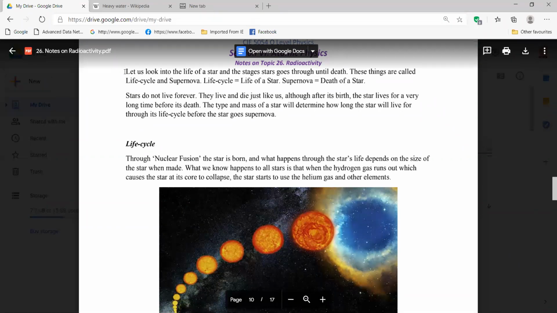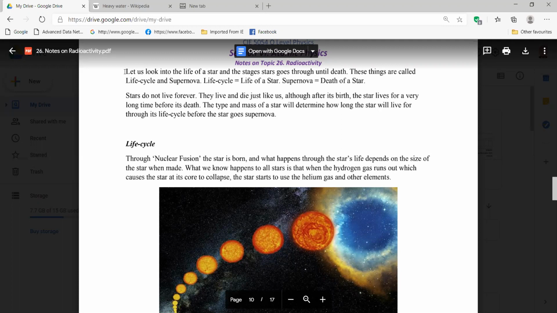From there, let us look into the life of a star and the stages a star goes through until death. These things are called life cycle and supernova. Life cycle equals the life of a star. Supernova equals the death of a star. Stars do not live forever. They live and die just like us. Although after its birth, the star lives for a very long time before its death. The time, type and mass of a star will determine how long the star will live through its life cycle before the star goes supernova.